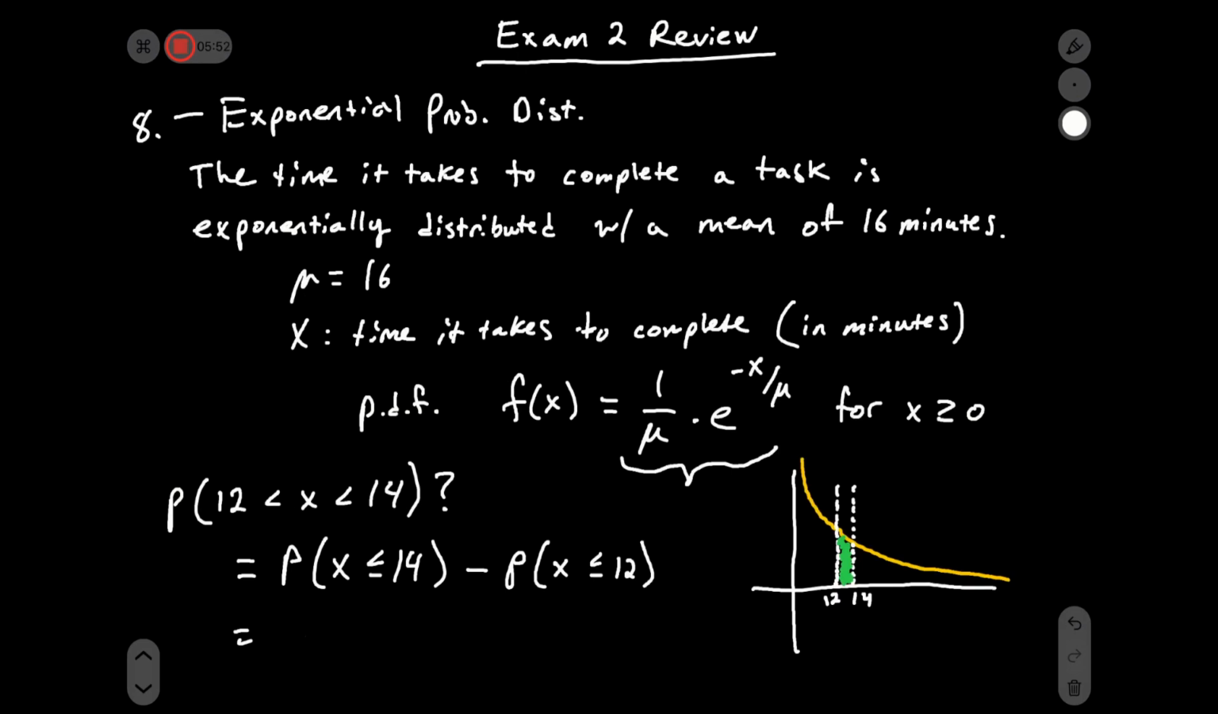In other words, the area of this green portion here is 0.0555, or we could think about this as a 5.55% probability that the time it takes to complete this task will be between 12 and 14 minutes.